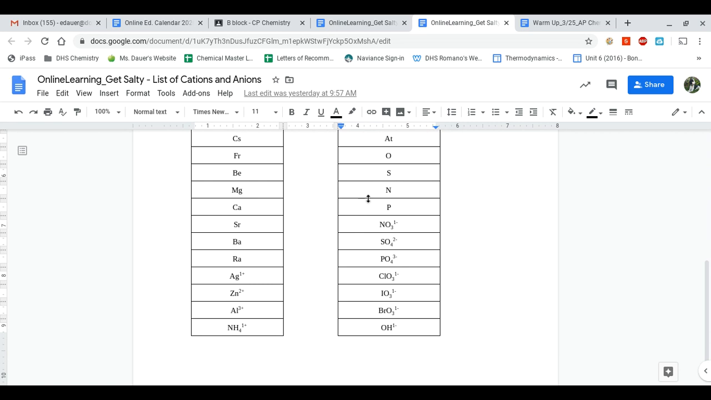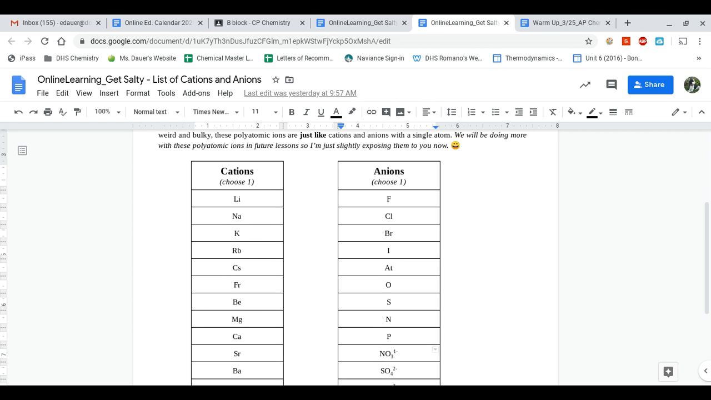When you look at something like nitrate, NO3 1-, this example right here, this polyatomic ion is almost exactly like chlorine in that it has a -1 charge. Just because it's two atoms stuck together, don't get so hung up on it. These polyatomic ions are so prevalent and so common that we're going to end up using them almost like elements. We're going to memorize their names.